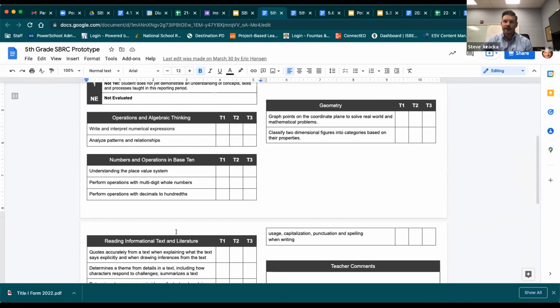And I would also say that each grade level K through 5 will have an individual standards-based report card, and the standards will change or graduate as the years progress.